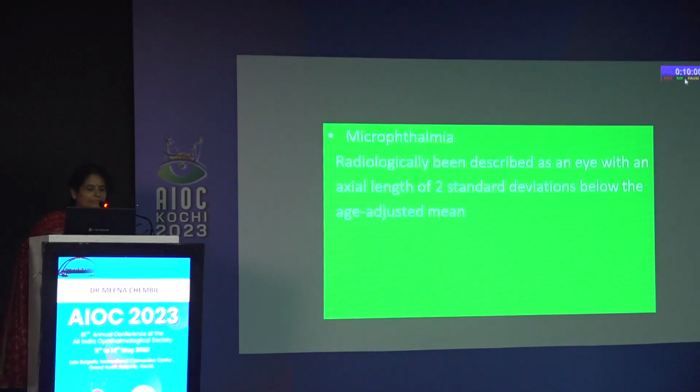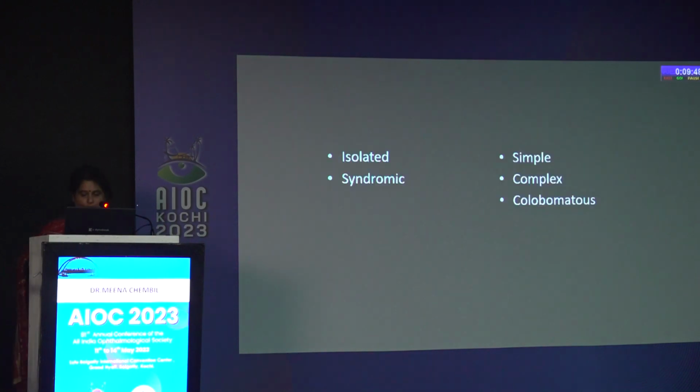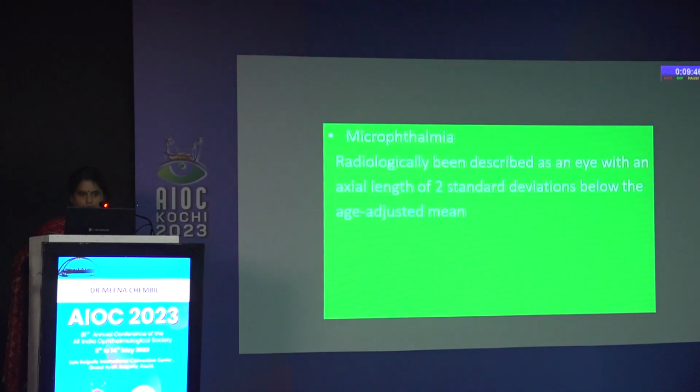Good afternoon, everyone. Actually, this talk was by Professor Cocker, and obviously all of you know that I can't be a replacement, but I'm just sharing a few of my experiences with microphthalmos. So coming to microphthalmia, microphthalmia radiologically has been described as an eye with an axial length of 2 standard deviations below the age-adjusted mean.